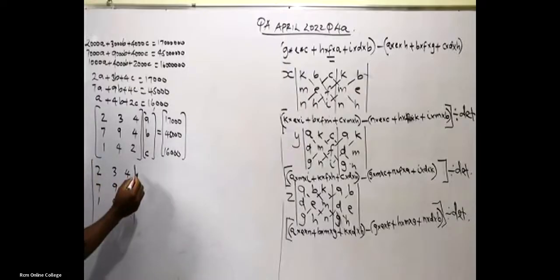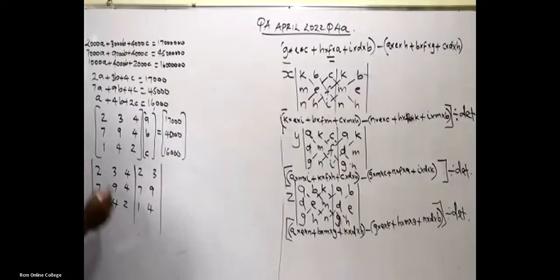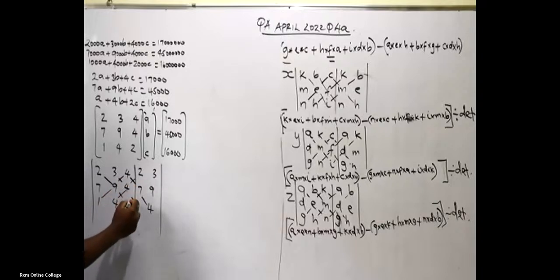We take the first two columns to this other side. So we have 2, 3, 7, 9, 1, 4. That will give us now the extended side. So can you take this one here? 2 times 9 times 2, 3 times 4 times 1, 4 times 7 times 4, minus 1 times 9 times 4, 4 times 4 times 2, 2 times 7 times 3. So that will help us to get the determinant.